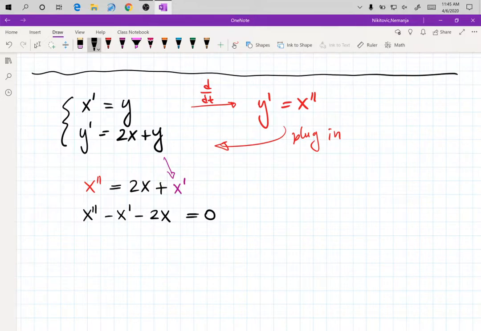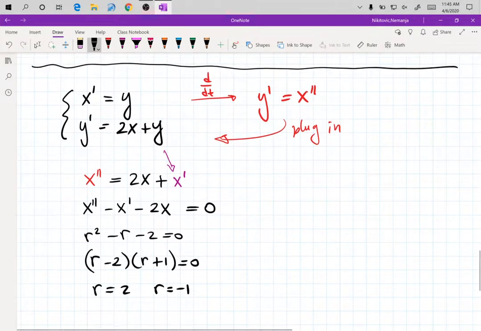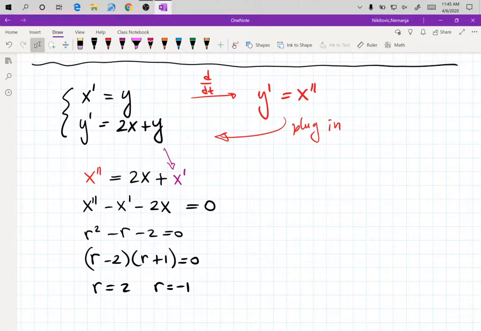Now this one you can factor, right? You have your r squared minus r minus 2 equal to 0. So that's going to be r minus 2, r plus 1 in my book. So r is 2, r is negative 1, and this is where 3.1 kicks in, right? All of this is 3.1 to solve. So today we're learning how to convert so that we can use what we know from before to solve the problem easily. So what I learned from here is that my x of t is c1 e to the 2t plus c2 e to the negative t.